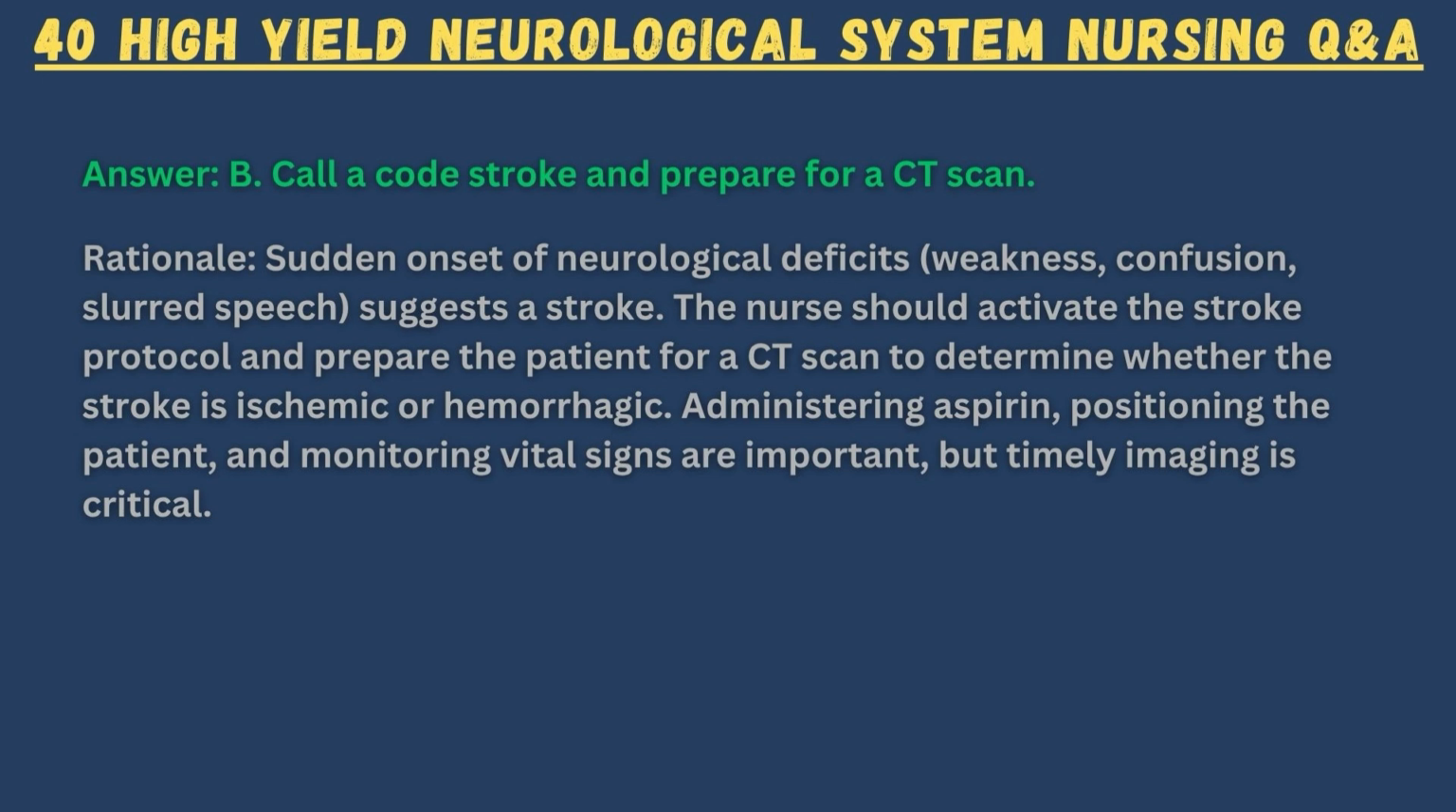Rationale: sudden onset of neurological deficits, weakness, confusion, slurred speech suggests a stroke. The nurse should activate the stroke protocol and prepare the patient for a CT scan to determine whether the stroke is ischemic or hemorrhagic. Administering aspirin, positioning the patient, and monitoring vital signs are important, but timely imaging is critical.